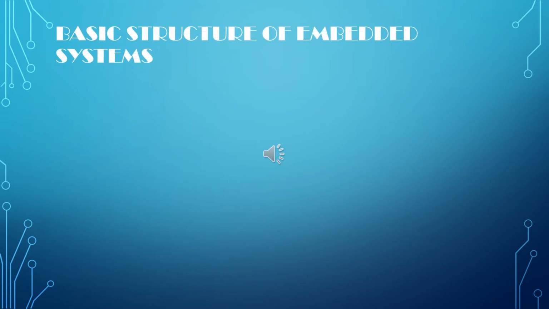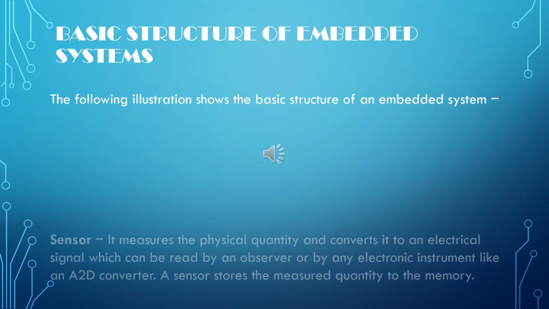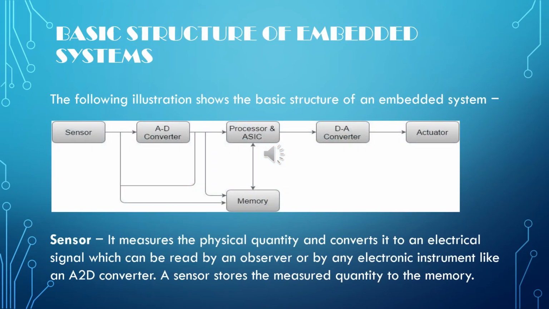Basic structure of embedded systems. The following illustration shows the basic structure of an embedded system. Sensor: it measures the physical quantity and converts it to an electrical signal which can be read by an observer or by any electronic instrument like an A/D converter.